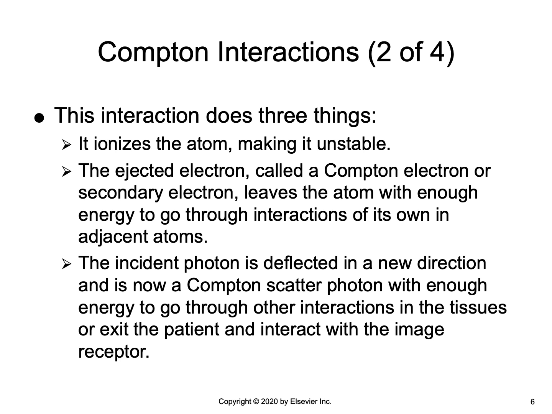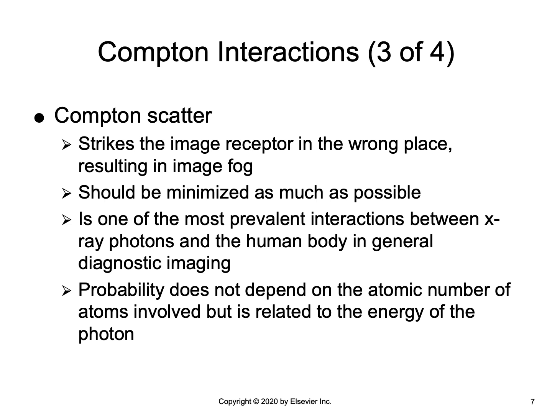And then the third thing that it does in this Compton interaction is the incident photon is deflected in a new direction and is now a Compton scatter photon. So it too has enough energy to go through other interactions in the tissue or exit the patient and interact with the image receptor. The issue with the Compton scatter interacting with the image receptor is that it is not following its original path through the body, and it strikes the image receptor in the wrong area. So by doing this, it contributes no useful information to the image, and it only results in image fog.